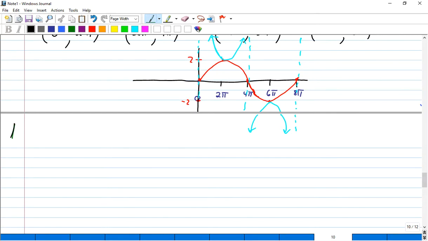Number 17. Y equals cosine 3x. Find the period. I'd be highly disappointed if you miss this one. To find the period, it's 2 pi divided by omega. So it's 2 pi divided by 3. 2 pi over 3.